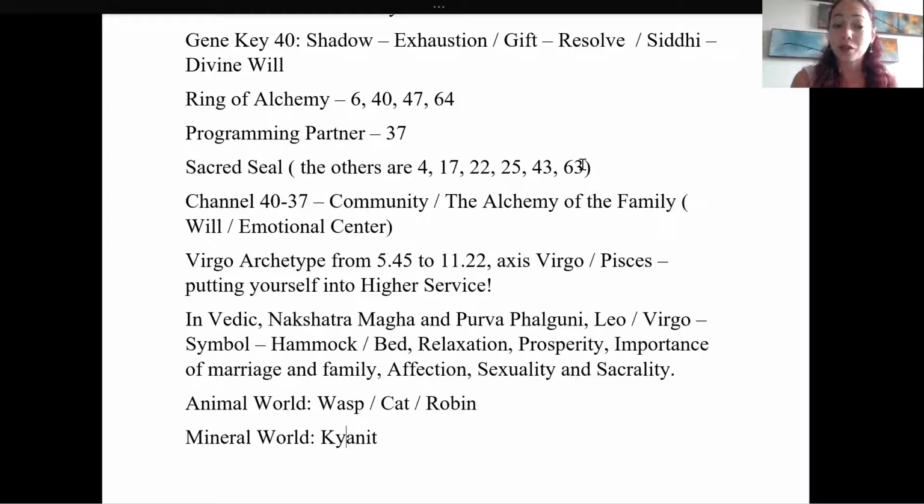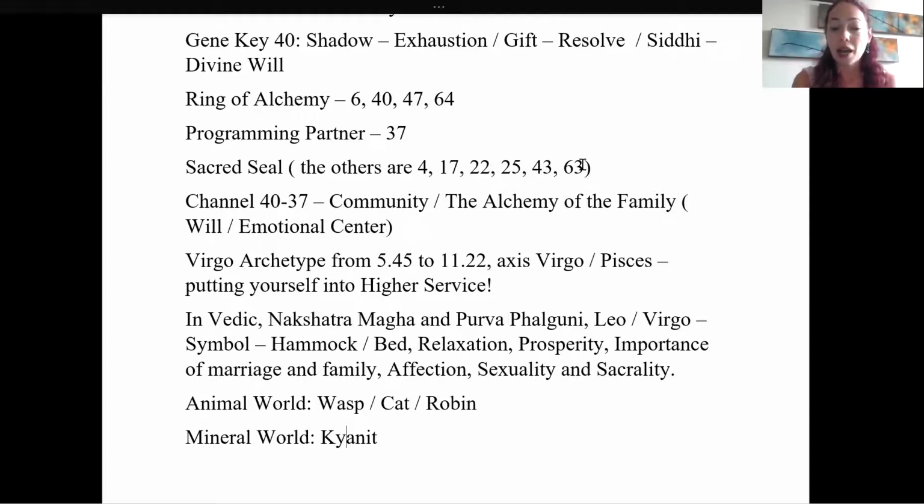And I'm going to finish with the animal world. If you like working with animals or are attracted to animals and their symbolism, here we have the wasp, we have the cat, and we have the bird robin. So if they appear to you, if maybe they are in your life, they might be a symbol of this activation.